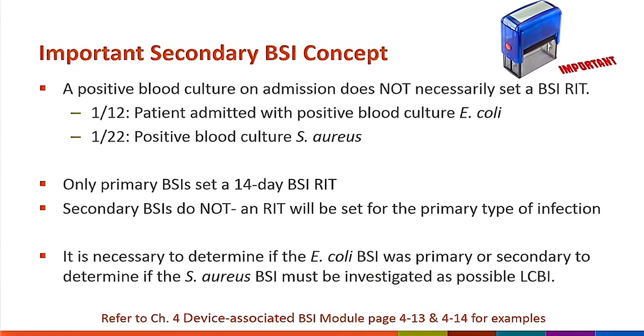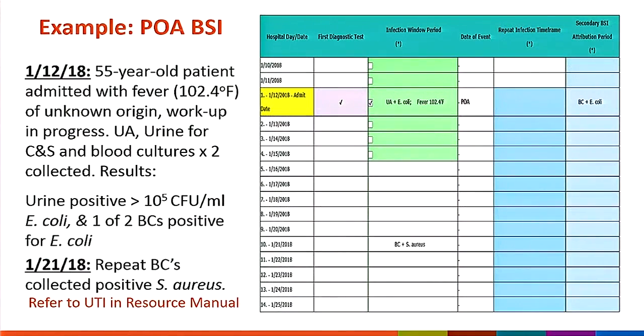It's really important to remember that a positive blood culture on admission doesn't necessarily set a BSI RIT, because the blood culture might be representing a secondary BSI, and only primary bloodstream infections set a bloodstream infection RIT. Secondary bloodstream infections don't set an RIT, but an RIT would be set for the primary type of infection. So it would be necessary in this case to determine if the E. coli was primary or secondary to another site of infection, to then determine if the Staph aureus BSI needed to be investigated as a possible LCBI and also possibly as a CLABSI. So let's look at a schematic of this.